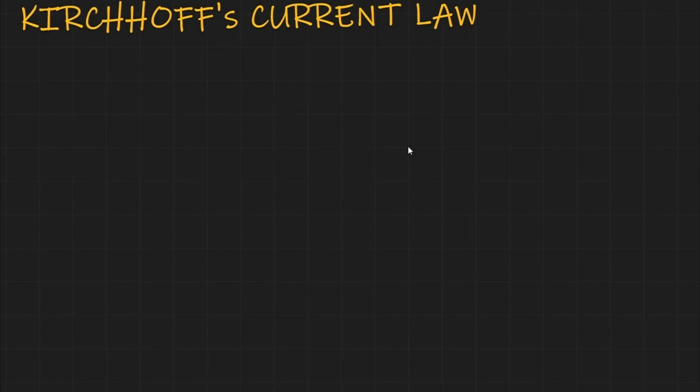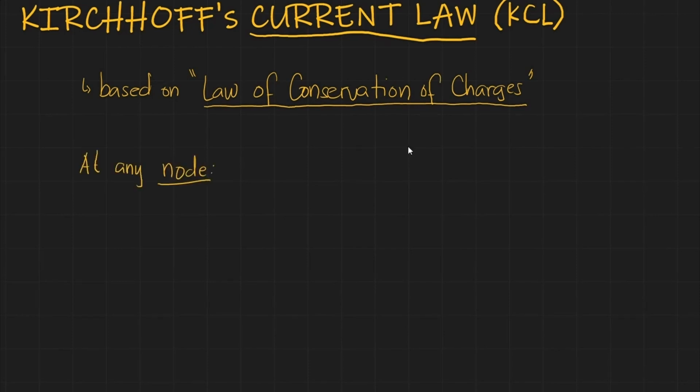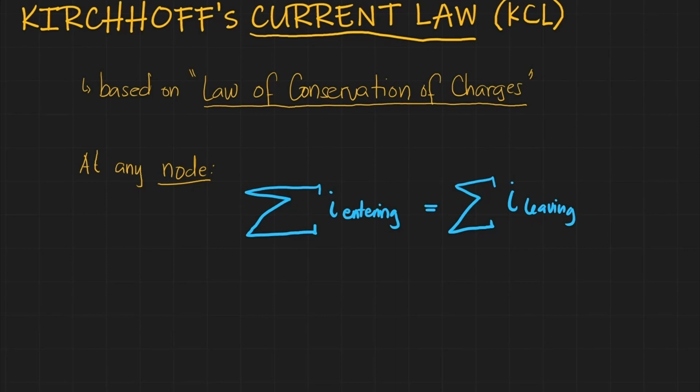So the Kirchhoff's Current Law, or the KCL, is based on the concept of the law of conservation of charges. Since it's based on the law of conservation of charges, we assume that the number of charges is constant at any given point in your circuit. Therefore, we can say that at any given node, the summation of I entering is equal to the summation of I leaving. So, ibig sabihin, lahat ng pumapasok na current sa isang node is equal to sa lahat naman ng current na lumalabas sa inyong node.